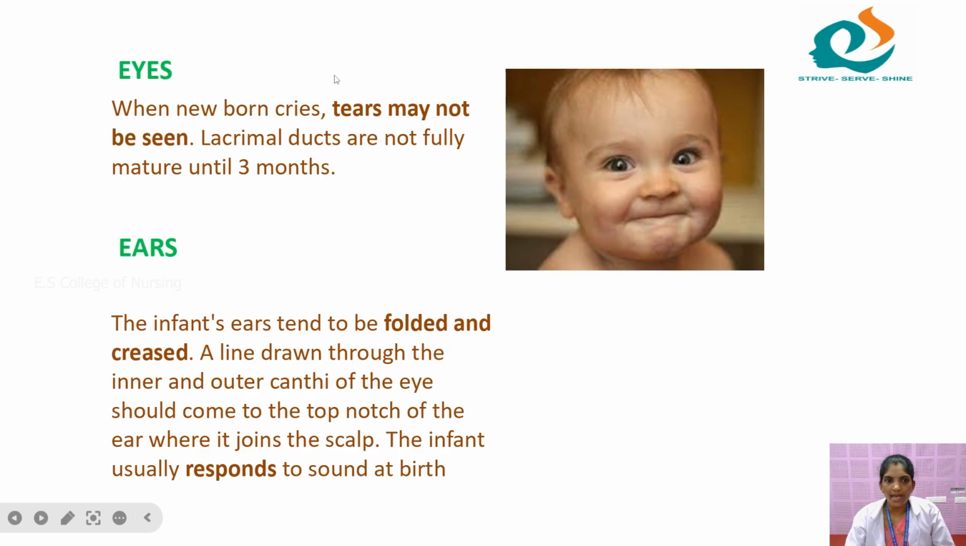Next one is eyes. When newborn cries, tears may not be seen. Lacrimal ducts are not fully matured until 3 months of age. The next one is ears. The infant's ears tend to be folded and creased. A line drawn through the inner and outer canthus of the eye should come to the top notch of the ear where it joins the scalp. The infant usually responds to sound at birth.